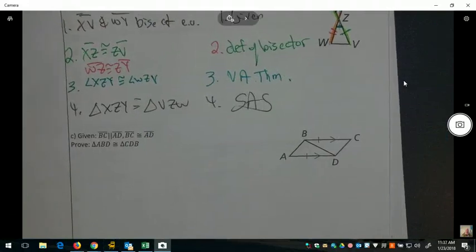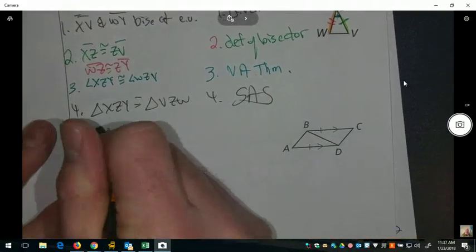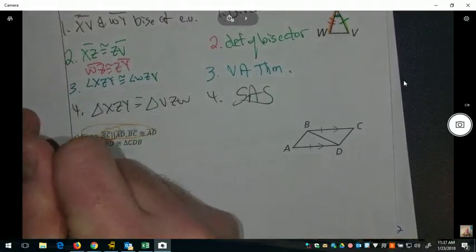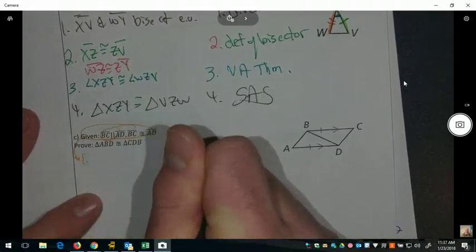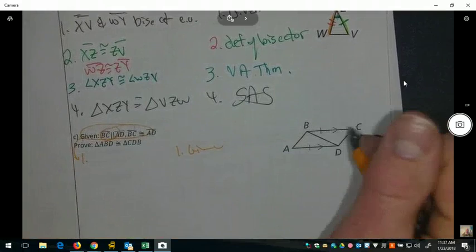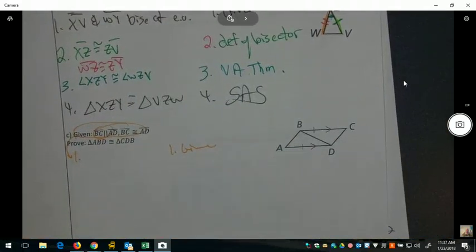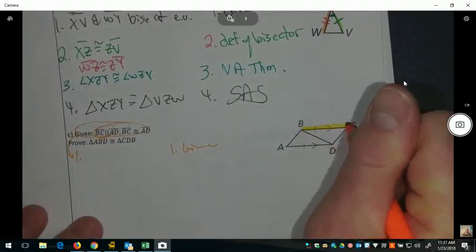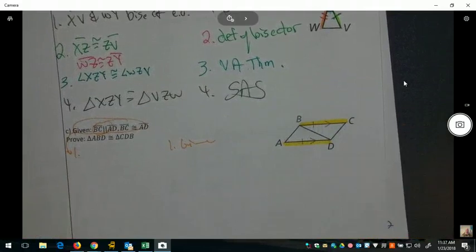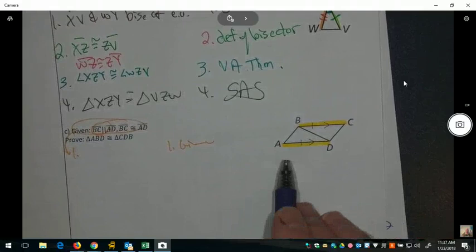All right, so in this proof, because of the parallel lines, I'm just going to circle all this and put it as number 1 given. We have to be careful, though, when we go to mark which angles we're going to use with the parallel lines. They have to be connected by the parallel lines. There is another set of alternate interior angles here.